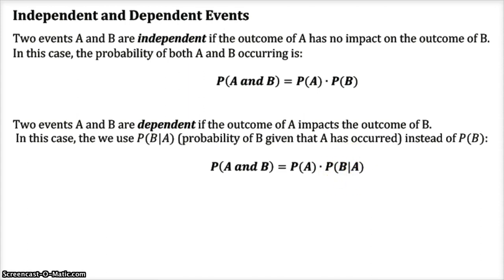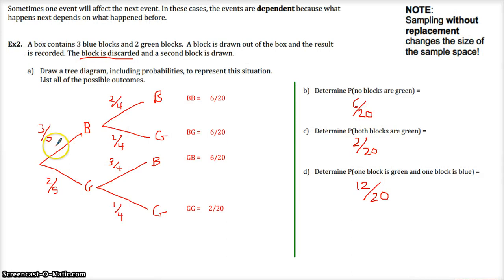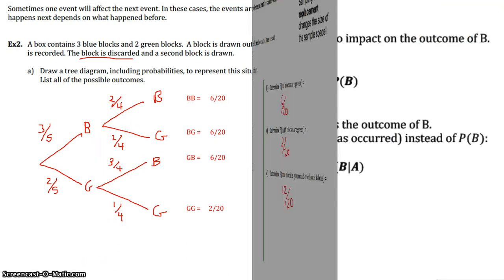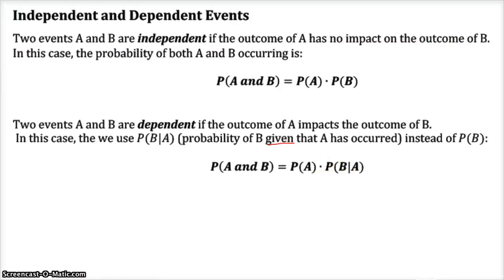So this is called conditional probability. It's called the probability of B given A. So that little slash thing there means given that. So that's what's going on here. This is the probability the first one was blue. This is the probability, technically, to read this, that the second one is blue, given that the first one is blue. This is the probability the second one is green, given that the first one is blue, etc. And that's written this way.